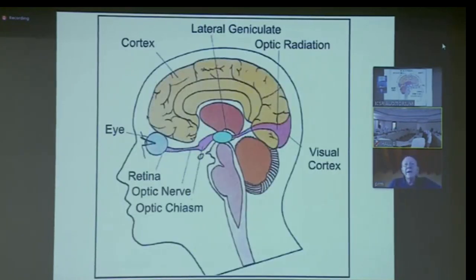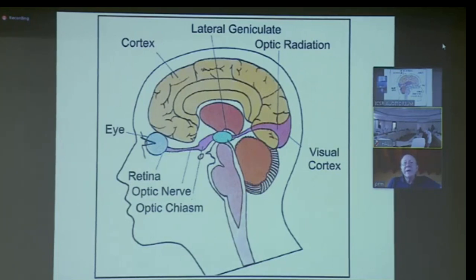So here's a textbook figure. Here's the eye. Here's the optic nerve. You may have learned about the decussation in the optic chiasm, where the left half of the visual world is transmitted to the right half of the brain, and the right half of the visual world is transmitted to the left half of the brain.